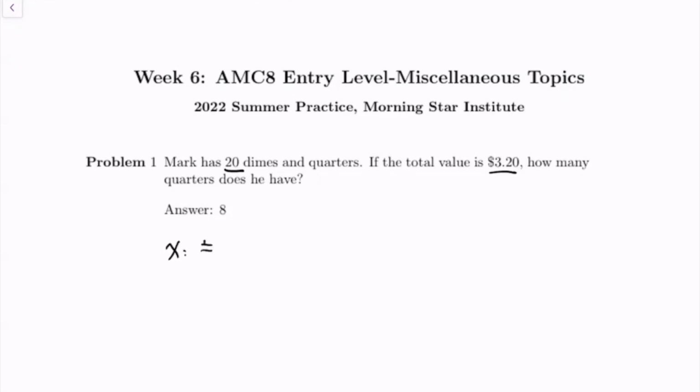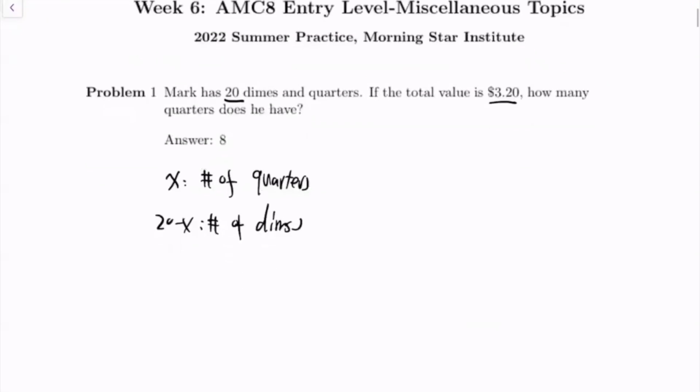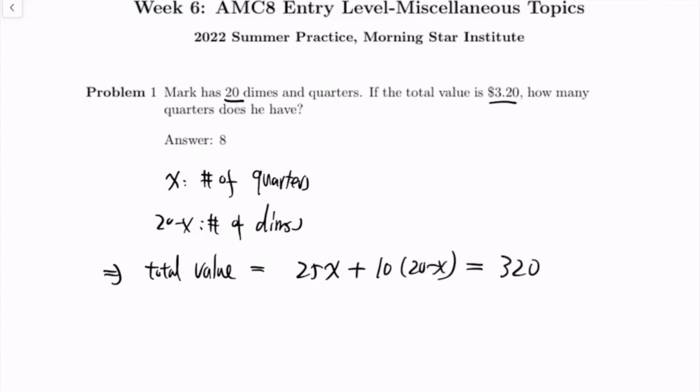So let x be the number of quarters. This is basically a chicken-rabbit problem, right? Because quarters and dimes have different values. Then the number of dimes will be 20 minus x, because in total it is 20. From here, we set up the equation. The total value equals: a quarter is 25 cents, and each dime is 10 cents. The total value is 320 cents.